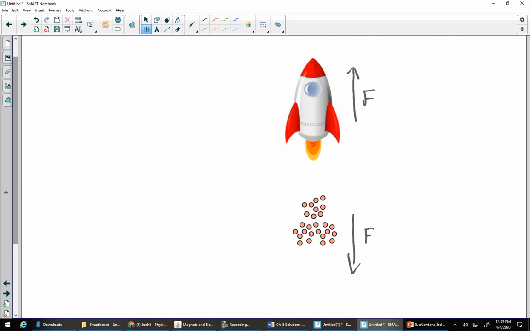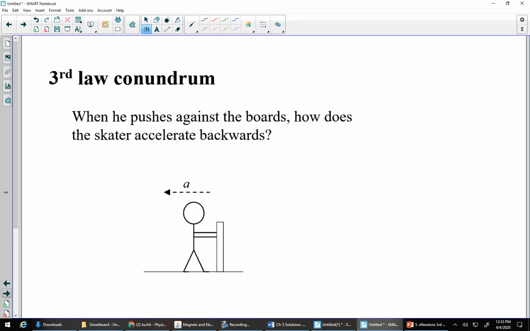In each individual particle, no, there's not much force. But when you add up all of those particles being forced downwards out the bottom of the rocket, that becomes very, very significant. Cool.